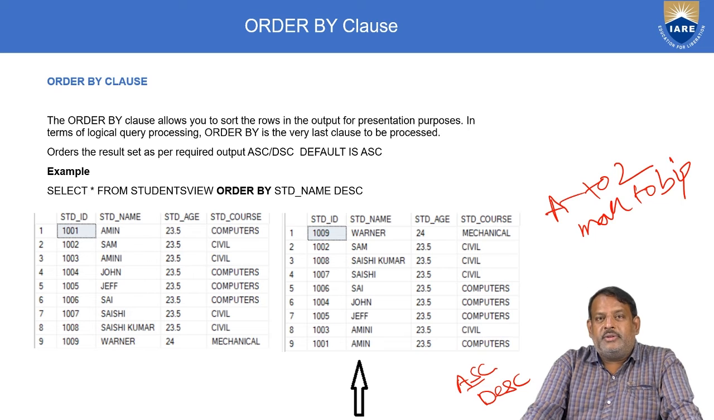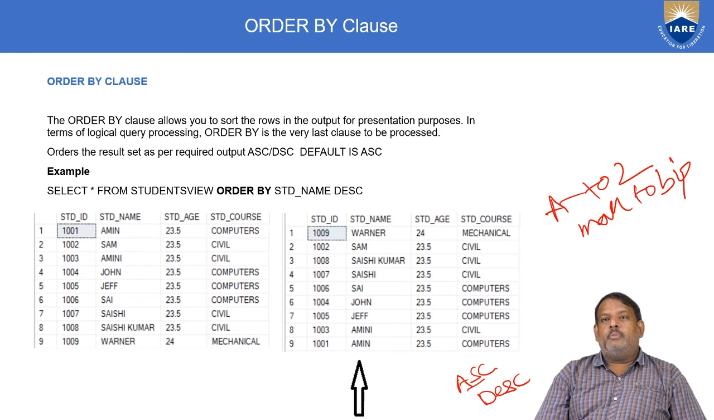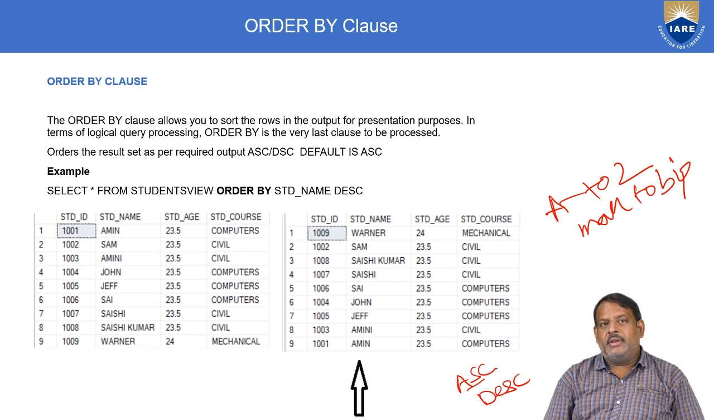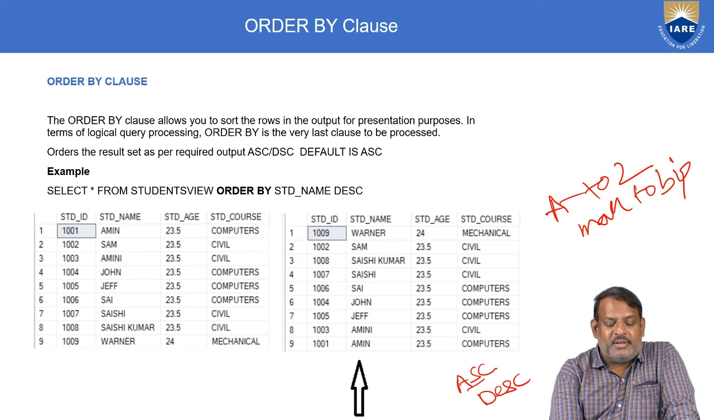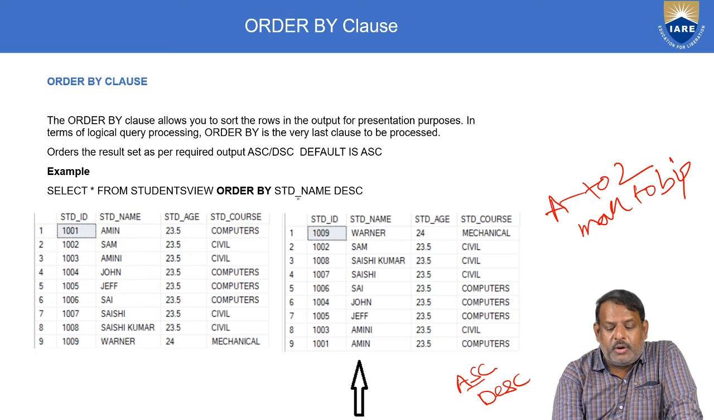The order by clause allows you to sort the rows in the output for presentation purposes. In terms of logical query processing, order by is the very last clause to be processed. It orders the result set as per the required output, ascending or descending. By default it is ascending. Now here you see select star from student, order by student name desc.